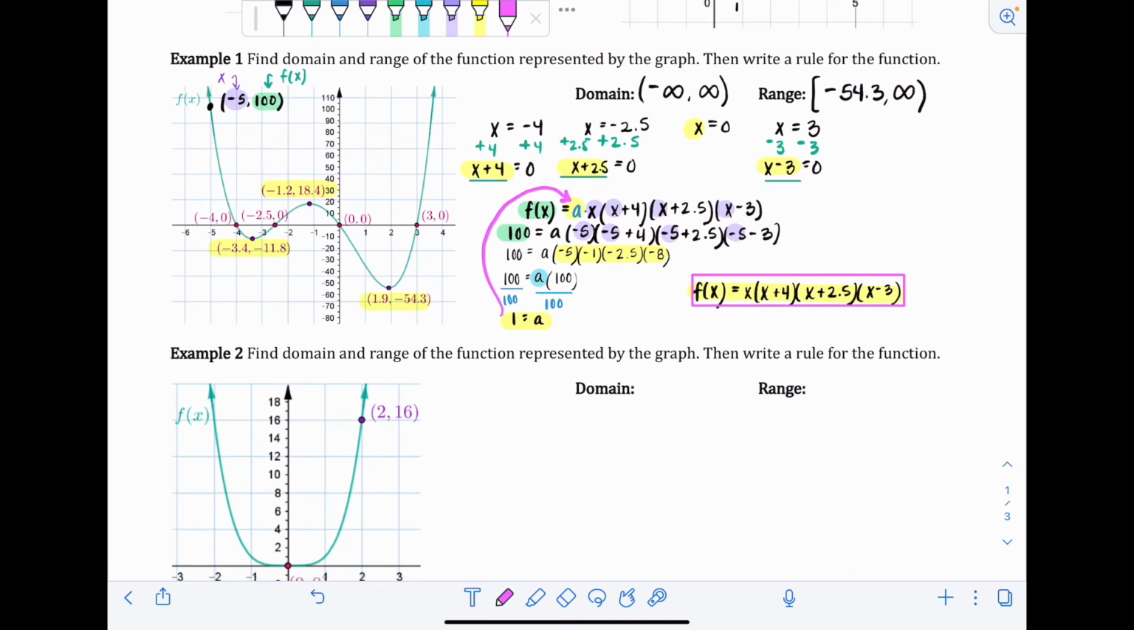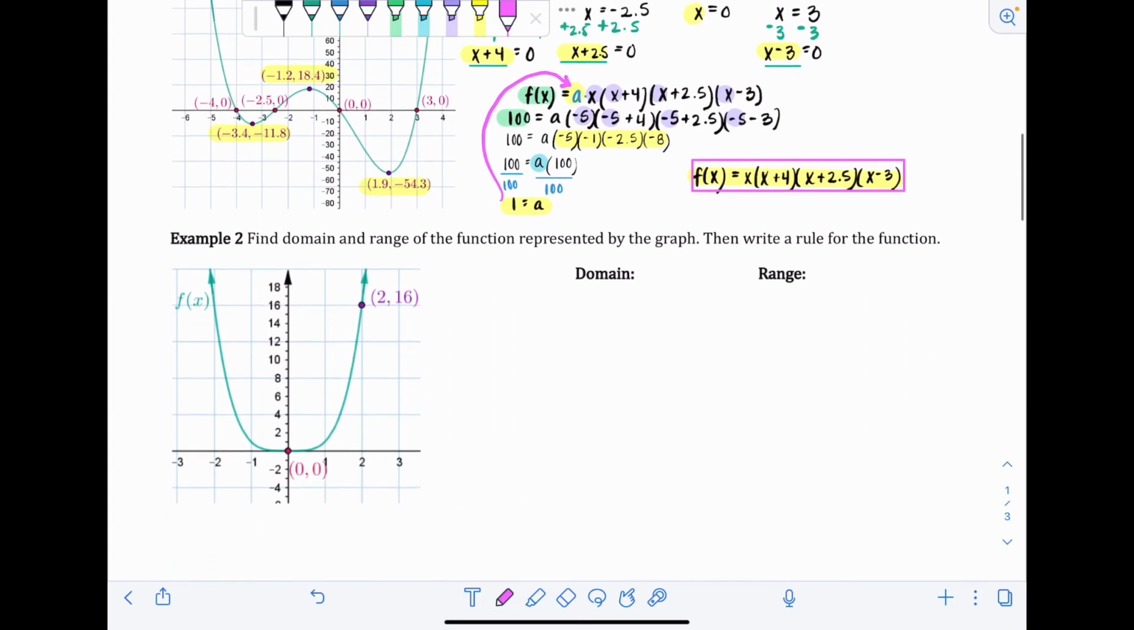Okay, so example 2 is kind of like a repeat problem, just a different function, so just another practice here. If you wanted to pause the video and see if you could do it on your own, this would be a good time. It'll be the same set of steps, it's just a little bit different because we only have 1, 0. So example 2: find domain and range, and then write a rule.